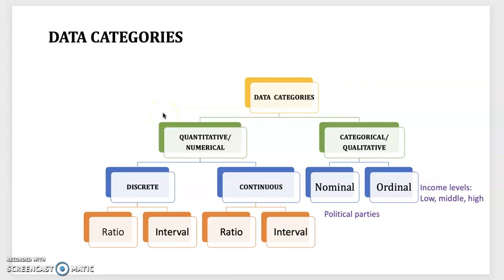Continuing from the previous video, we should talk about the data categories first. When we collect the data, we have two different categories. The first one is quantitative, which you can also say is numeric. Or they can be categoric, which is kind of like qualitative.